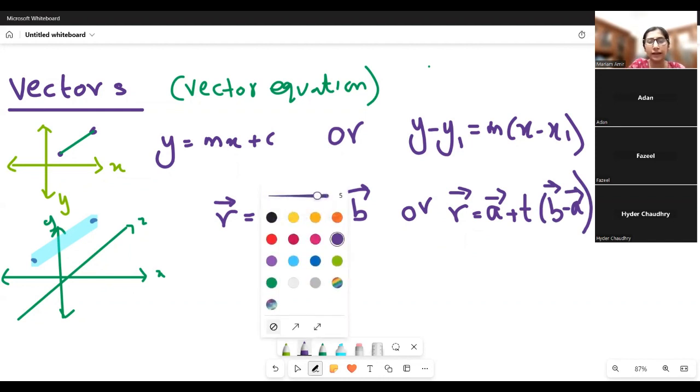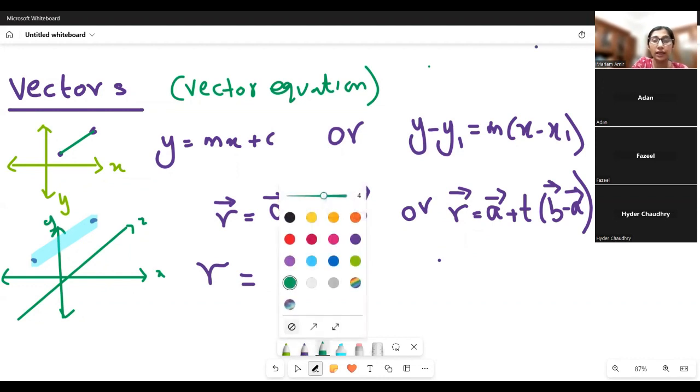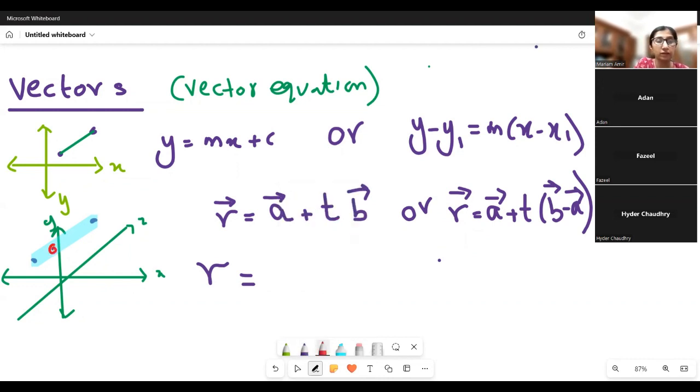Now r is like y, r always stays. So you write r equals, what is this a? A is another known point on this line, on this vector line. So let's write a position vector, a known position vector on the vector line.